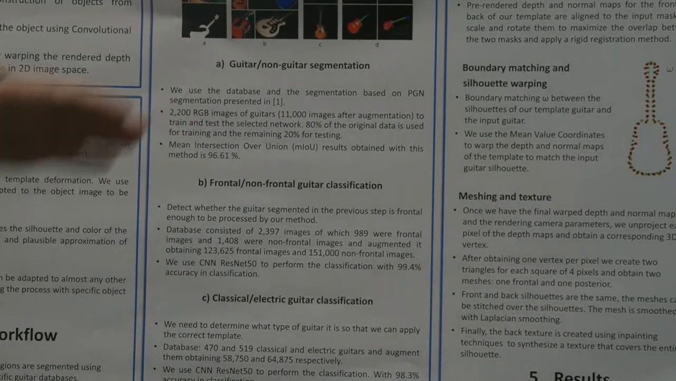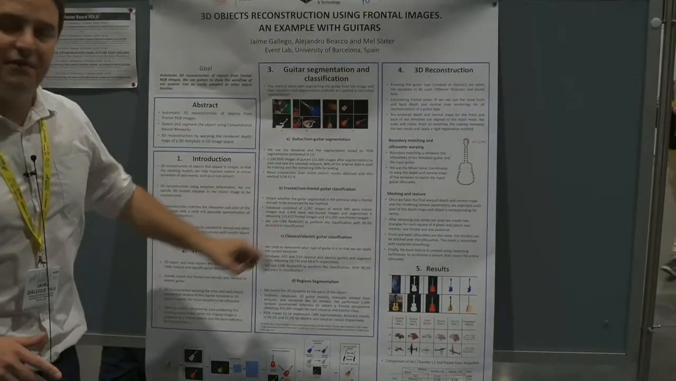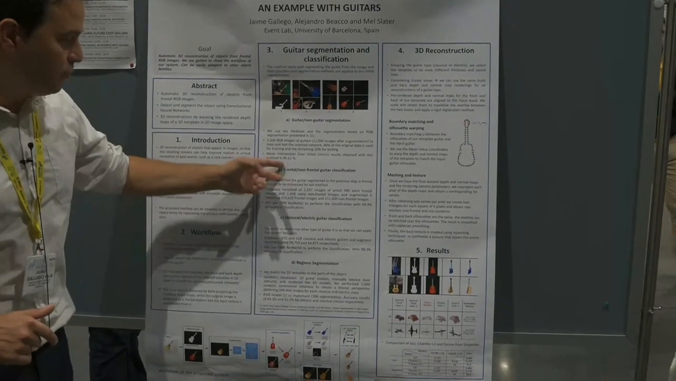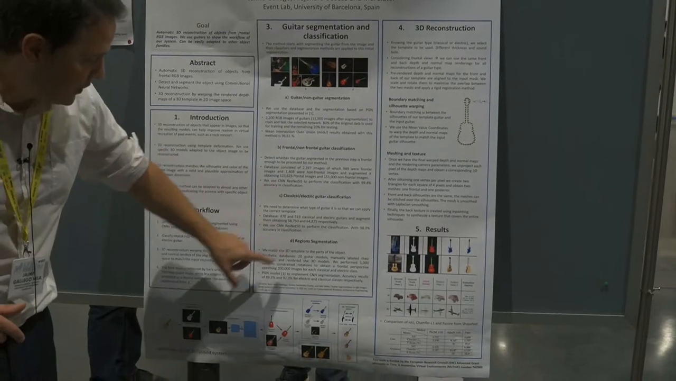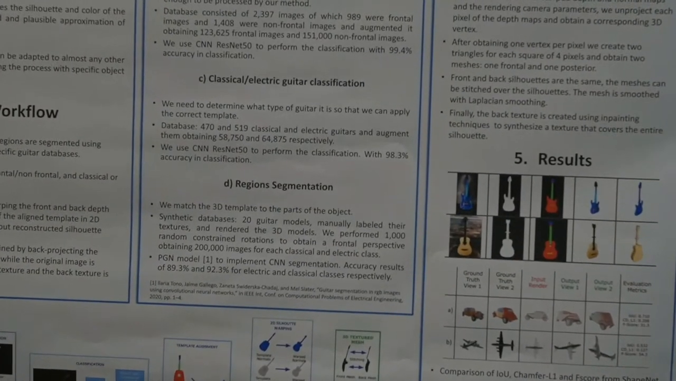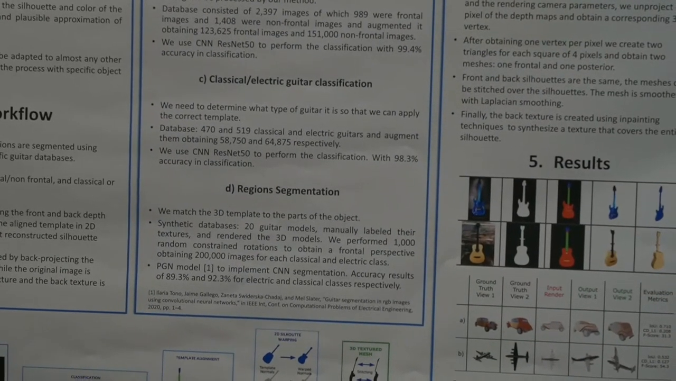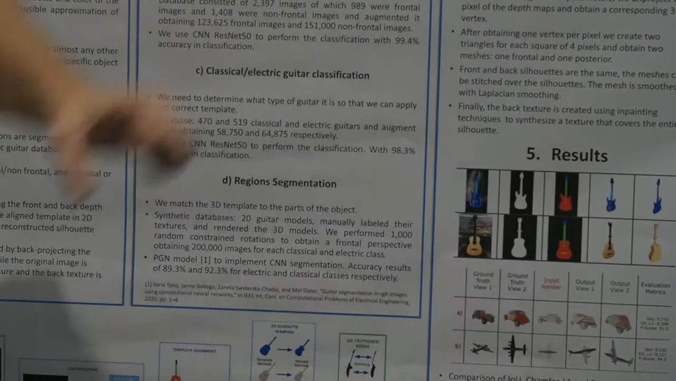Then for the classifiers about frontal, non-frontal, guitar, electric, or Spanish, we use a ResNet 50 network. And for the final segmentation, we use the PGN segmentation model that is similar to a DeepLab V3 Plus segmentation. Once we have the segmentation, the key point is to obtain the 3D reconstruction.